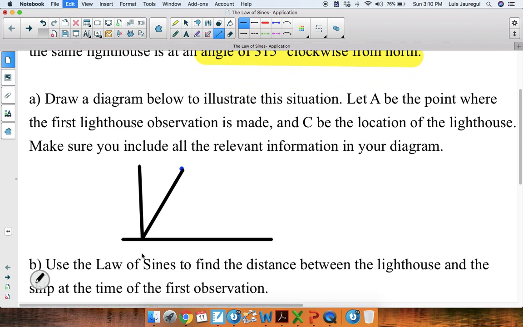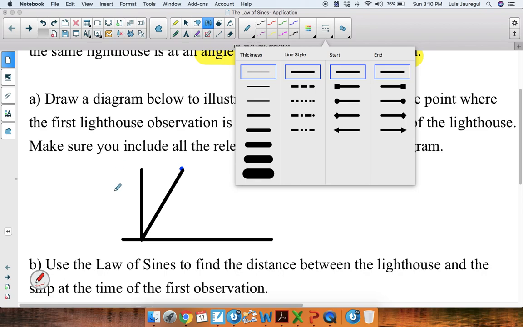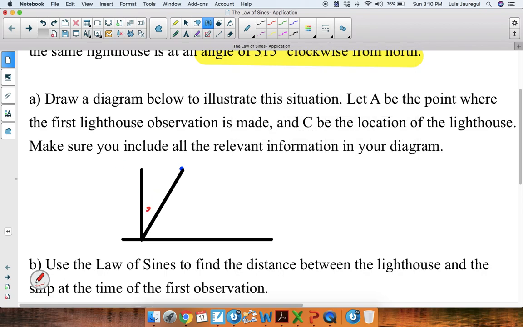So let's say here's your north. Let's pretend this is your north. And we know that it's going to be the angle from north, it's 31 degrees. So we know that this is going to be 31 degrees. Now, this is your north and this is your east, so we know that they make a 90-degree angle, a right angle. Let me put that there in the diagram.